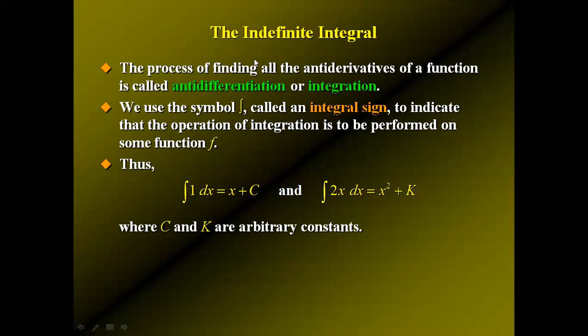So there are two types of integration. One is indefinite integral and second is definite integral. This is an example of indefinite integral. The integration of 1 will be x plus a constant; we have to introduce a constant, remember it. And integration of 2x will be x square, because x square is the antiderivative. So here c and k are the constants.